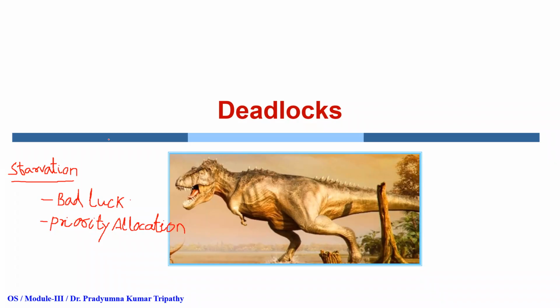I have not included it in the slide. I forgot to include it. I will include it. So bad luck and priority allocations are two reasons for starvation. Correct? In starvation, we cannot say that this process will never get the resource. The process will get a resource whenever somebody finishes and returns it, and the process may get the resource.